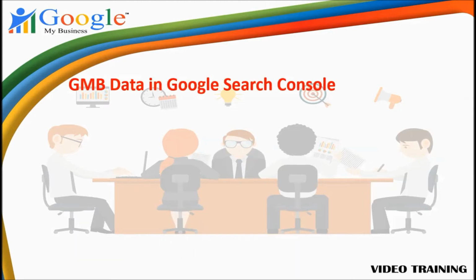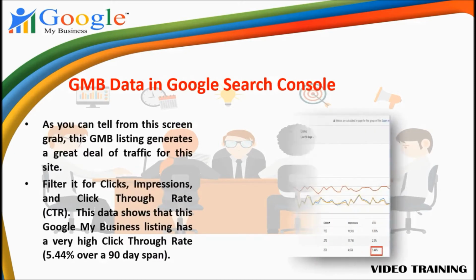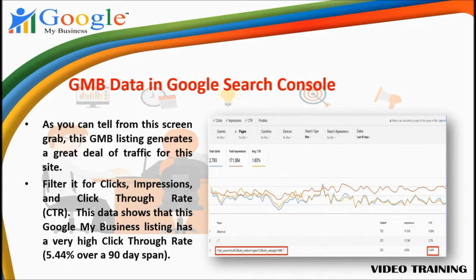GMB data in Google Search Console. As you can tell from this screen grab, this GMB listing generates a great deal of traffic for this site. You can filter it for clicks, impressions and click-through rate. This data shows that this Google My Business listing has a very high click-through rate, 5.44% over a 90-day span.